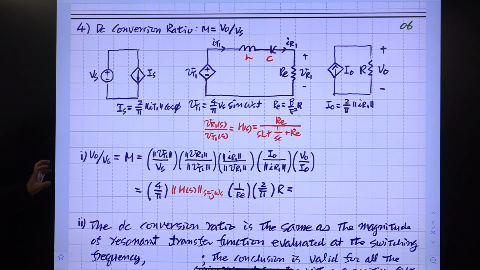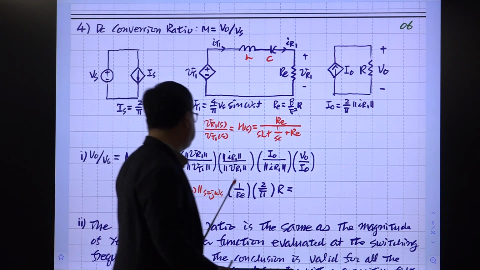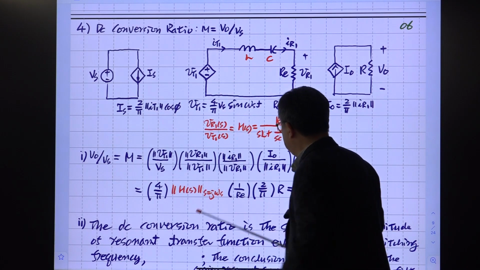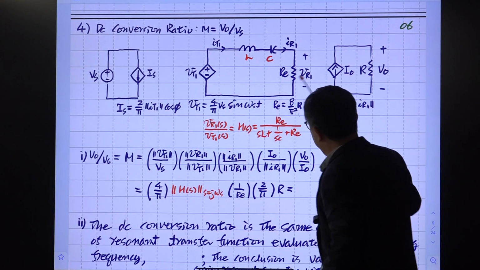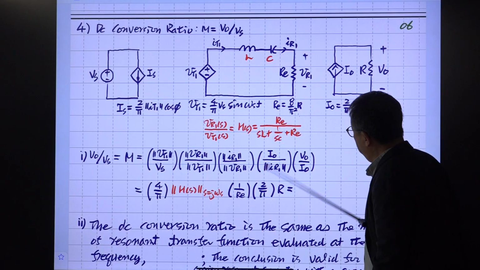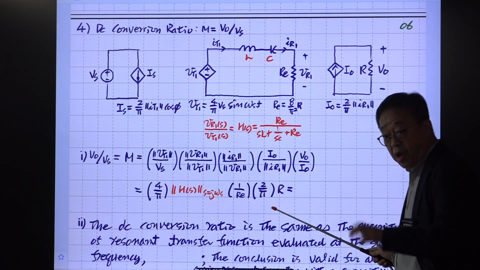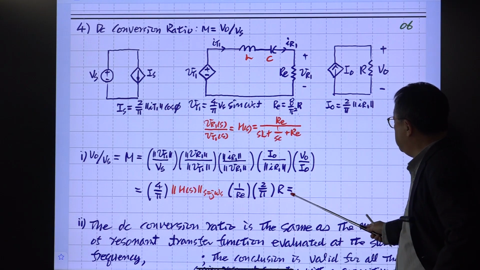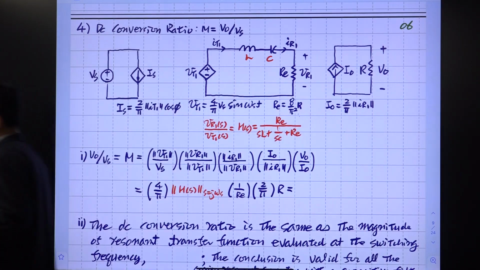This is the transfer gain of this resonant tank circuit, evaluated at the switching frequency, and this ratio is just RE. One is current, one is voltage. So the ratio is 1 over RE, and we have a factor coming from the averaging process. And R is here. So if you multiply this out, then what you get is simply this one.